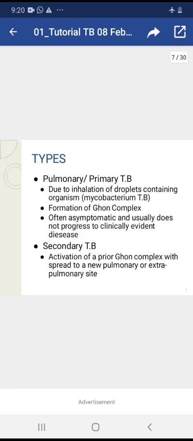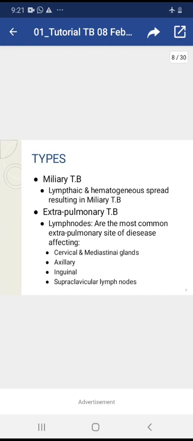It is caused due to the inhalation of droplets containing the organism Mycobacterium TB, with formation of Ghon complex. It is often asymptomatic in early stages and usually does not progress to clinically evident disease, but it may be detected later. Secondary TB is caused by the activation of a prior Ghon complex, with spread to a new pulmonary or extrapulmonary site. Miliary TB. Lymphatic and hematogenous spread may cause miliary TB.